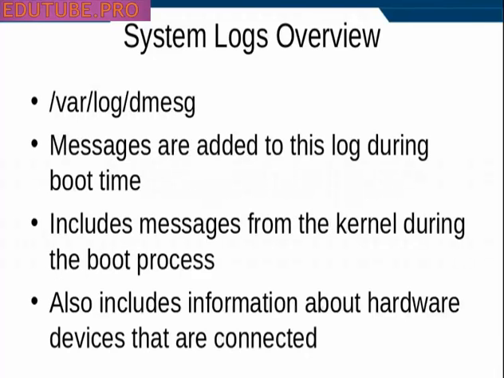The /var/log/dmesg log is the file that receives messages from the kernel during a system's boot process. You will also find information about hardware that is connected to a system. This includes information about your system's BIOS, your CPU, any PCI devices you may have installed, and so on. You can use the dmesg log to monitor when a hot swappable device, such as a USB drive, is connected to your RHEL server.